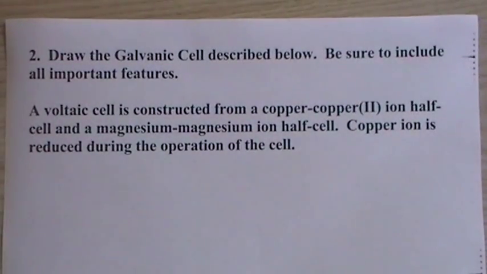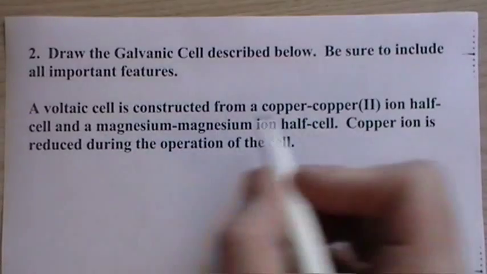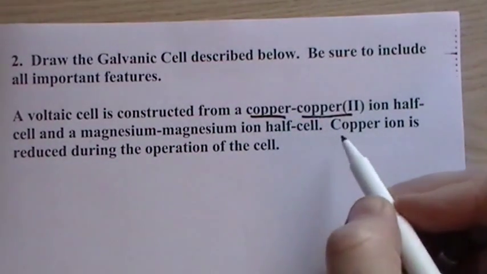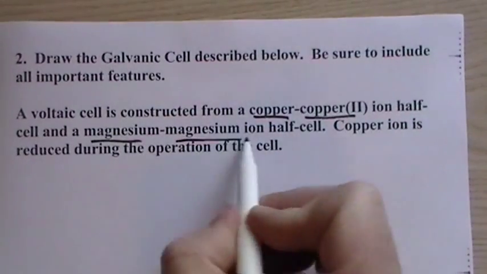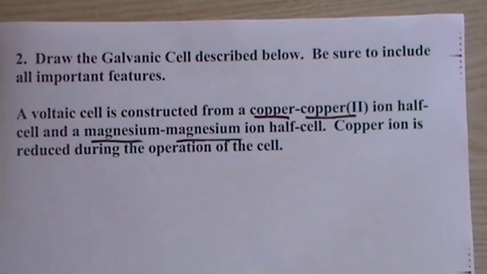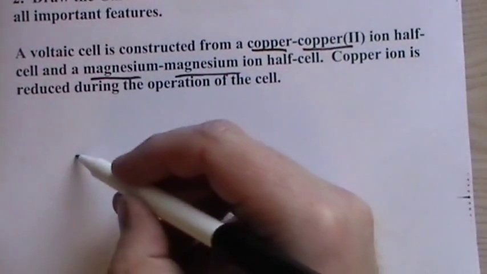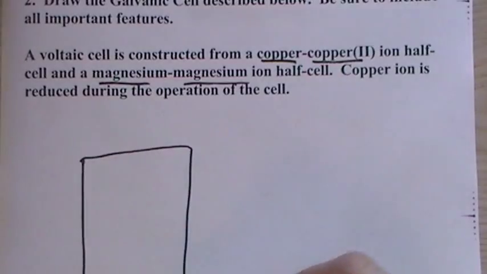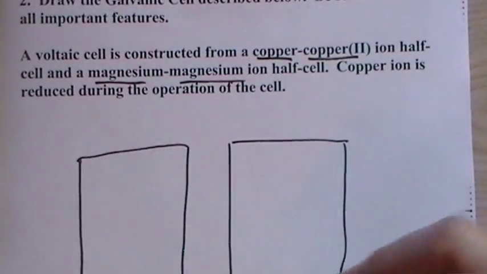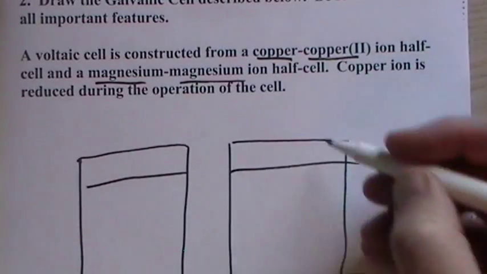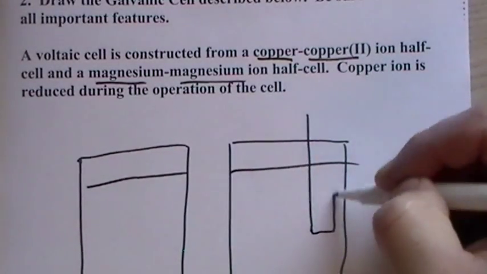Voltaic cell constructed from copper, copper 2, and magnesium, magnesium ion. So what this means is it's copper metal and then the copper ion in one half cell, magnesium and magnesium ion in the other half cell. Copper is reduced. So do it again here. We have just a container. It can be a beaker. You have your solutions. Copper is reduced, so you put it on the right.